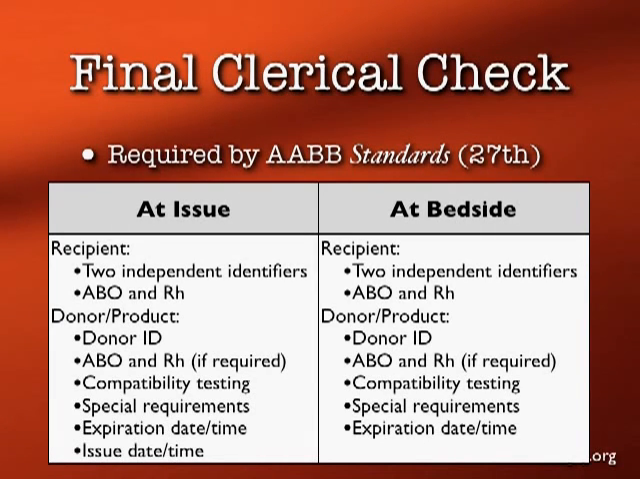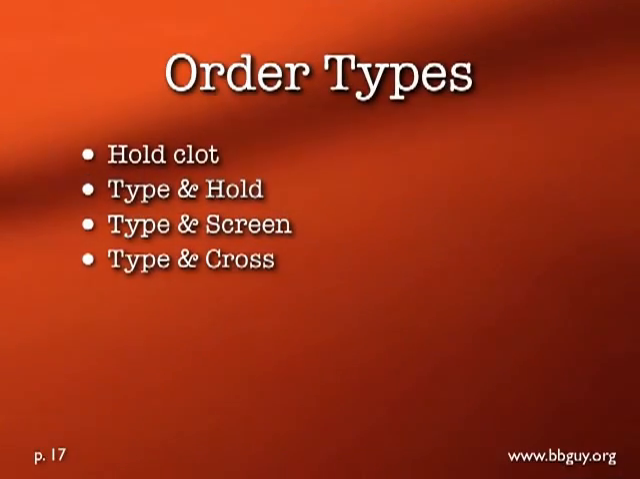The clerical check, again, a big busy slide, but basically both at the time the product is issued from the transfusion service and at the bedside, there's some things that have to be checked according to AABB standards, and you see them there. And it's just basically the things that we checked all along in terms of identification. So let's not take any more time to do that.